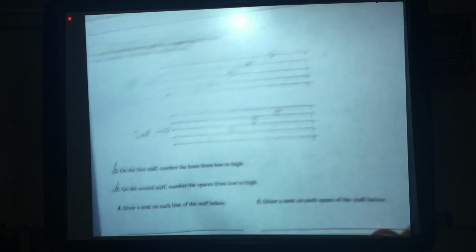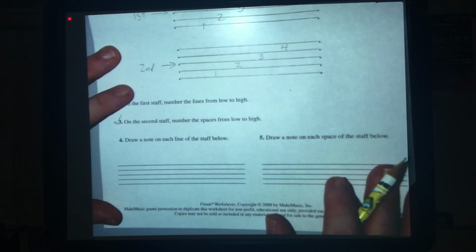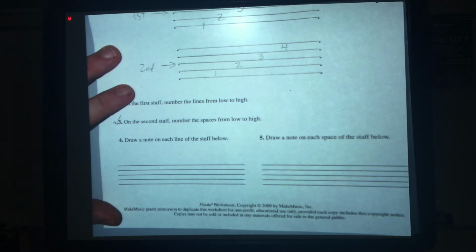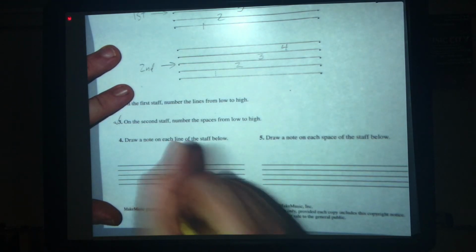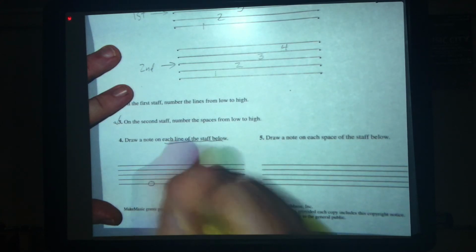Number 4. Scroll this up. Draw a note on each line of the staff below. So the note that we're going to use is going to be a whole note. Whole note, of course, gets 4 beats of sound. And since we're doing it on each line of the staff, we're going to do it like this.